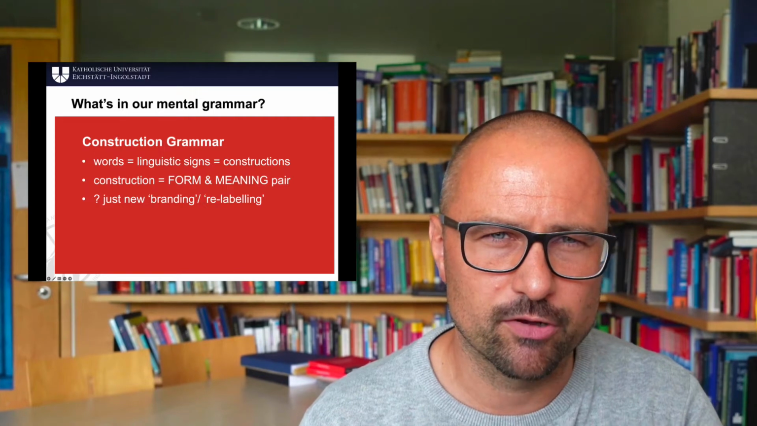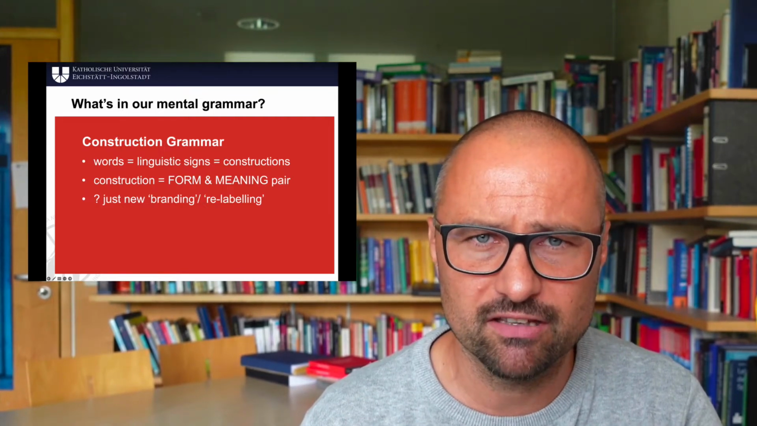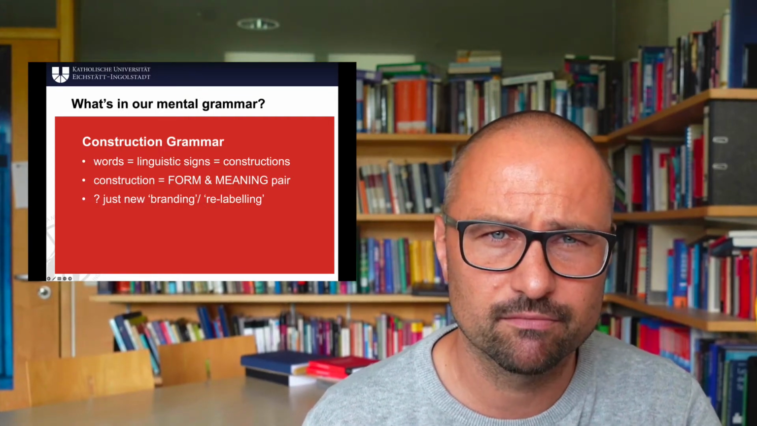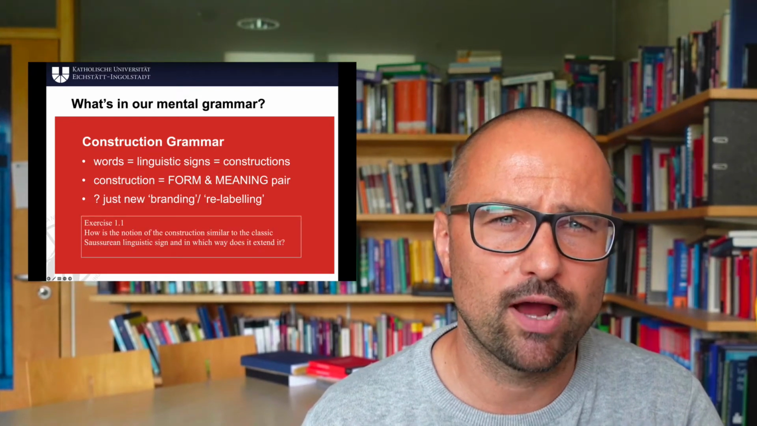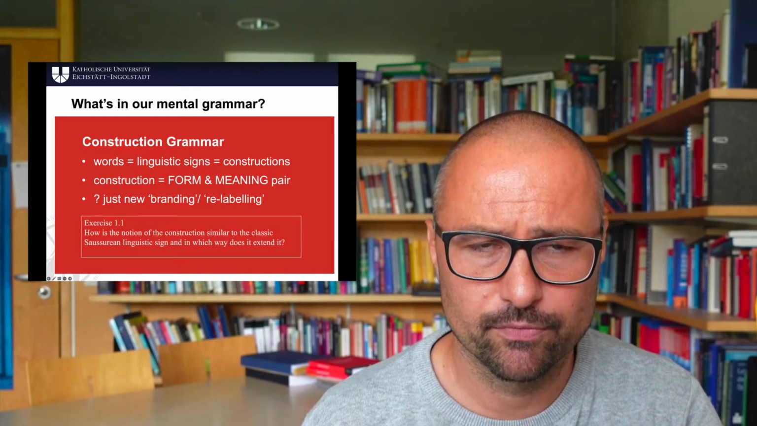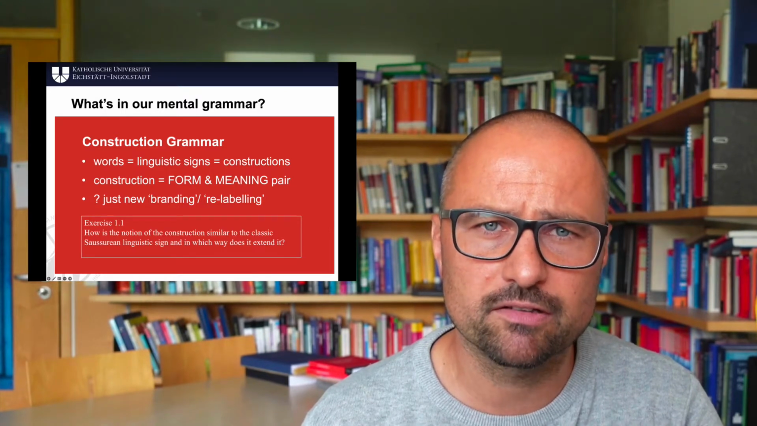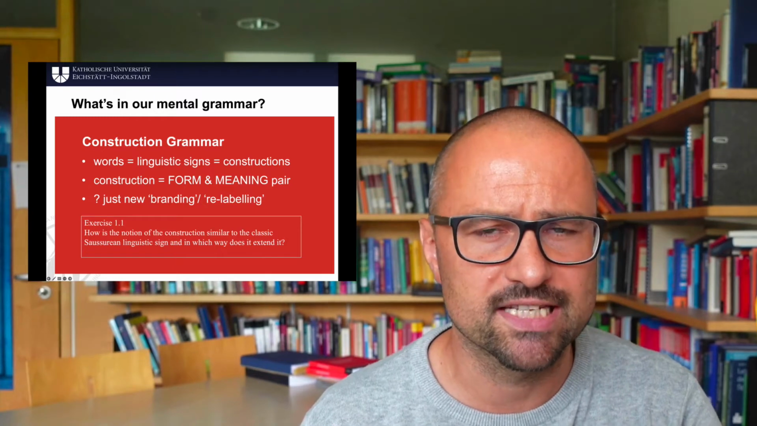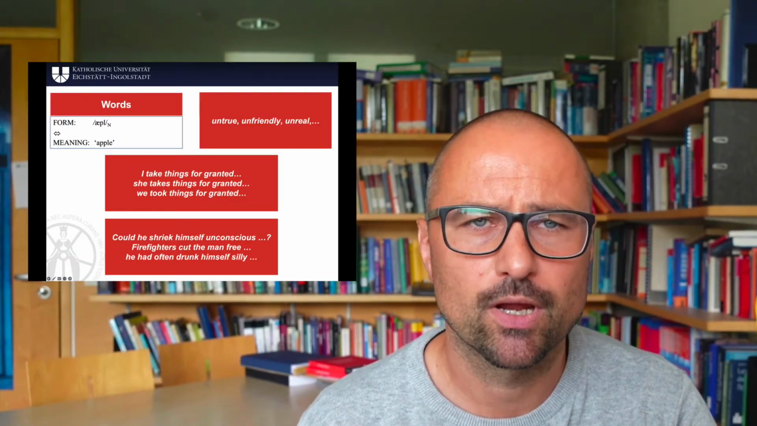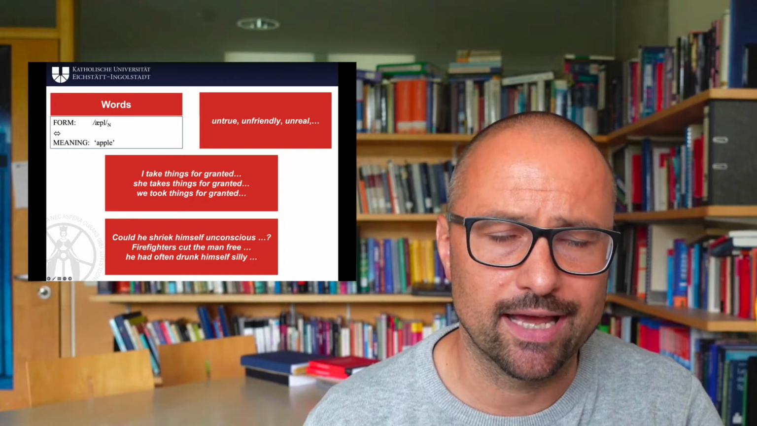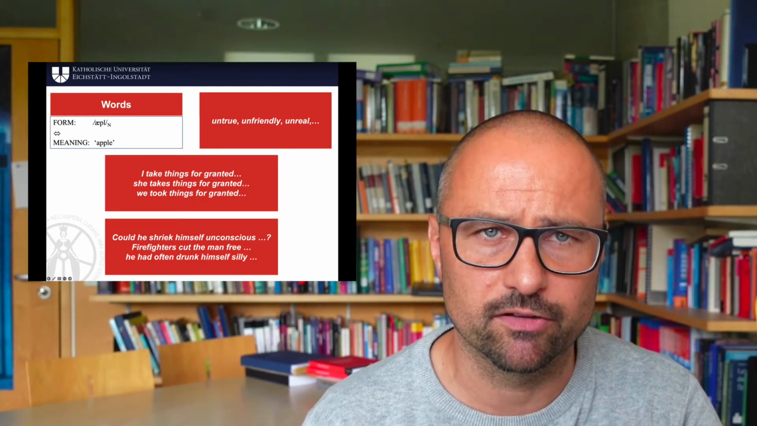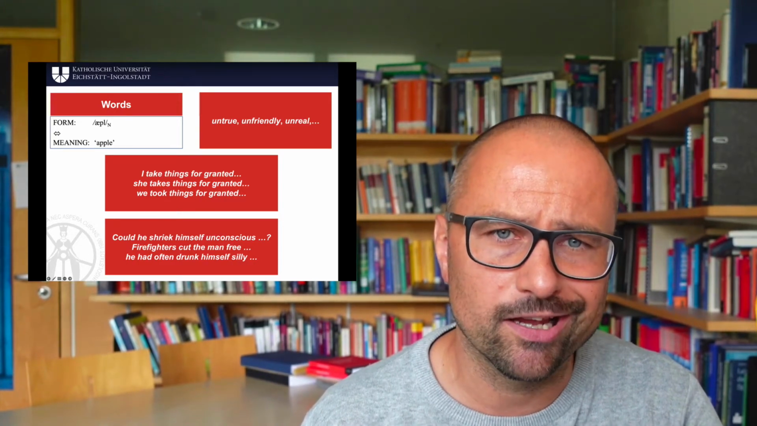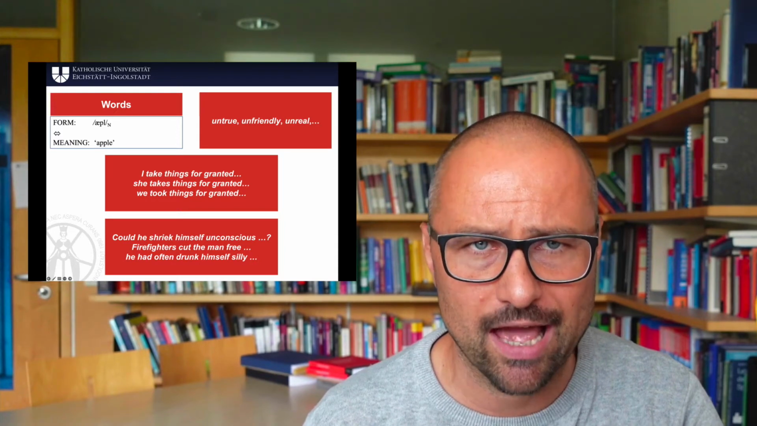So is construction grammar just a case of rebranding things, of relabeling linguistic signs? This is actually what exercise 1.1 is about, where in the book you will see I asked how is the notion of the construction similar to the classic Saussurian linguistic sign, and in which way does it extend it? Now if we look at words, and at a constructional description of them, we can see there is form and meaning, just like in the linguistic sign. And the symbolic relationship between the two in the book is indicated by this bidirectional arrow.